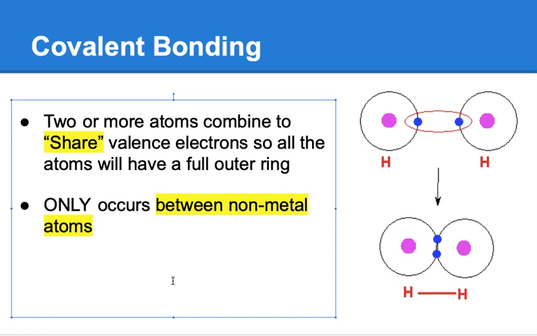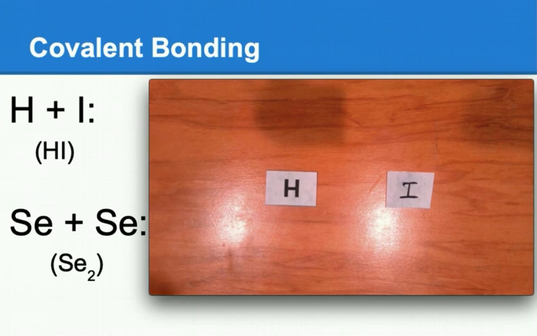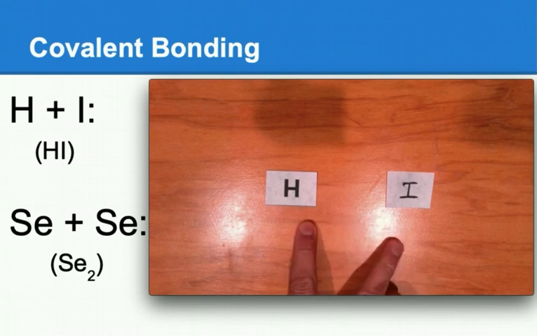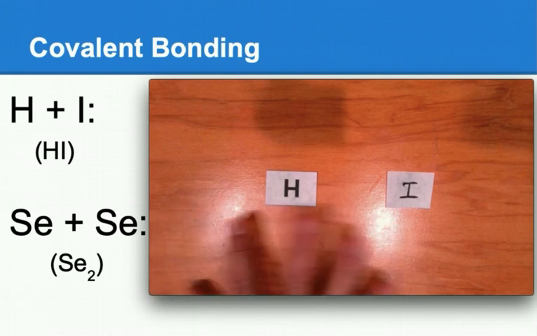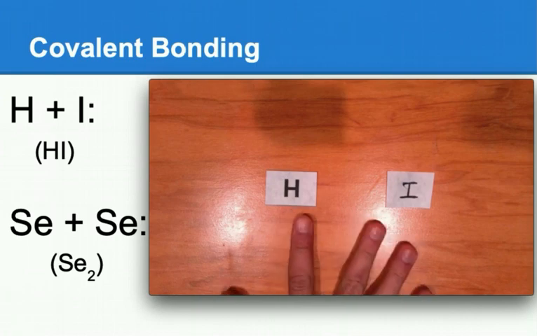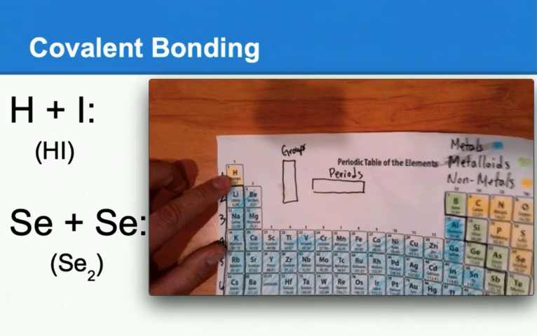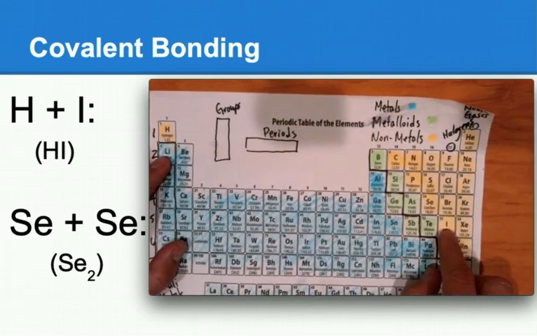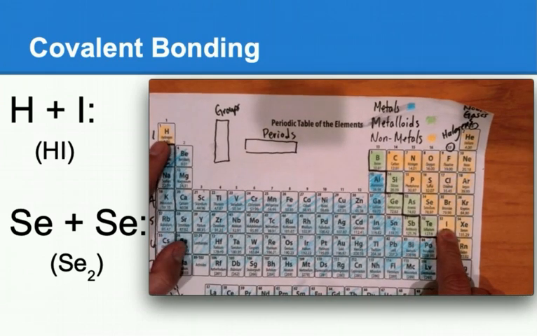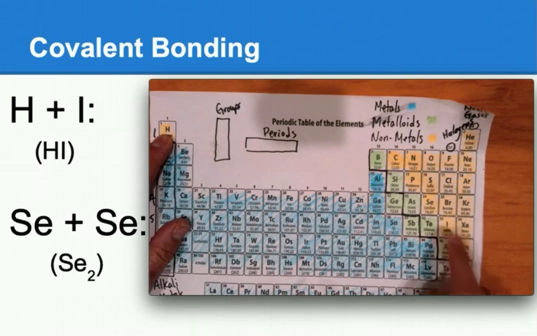So I'm going to go over some examples as to how you would show covalent bonding compared to how you did ionic bonding. All right, so the first example I have here is how hydrogen and iodine chemically combine through a covalent bond. Now, we wouldn't go through an ionic bond because the first thing is, when we look at the periodic table, both the hydrogen and the iodine are both nonmetals. So I know that it's going to be a covalent bond.